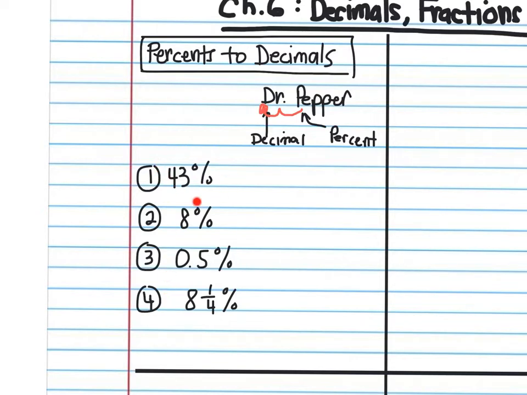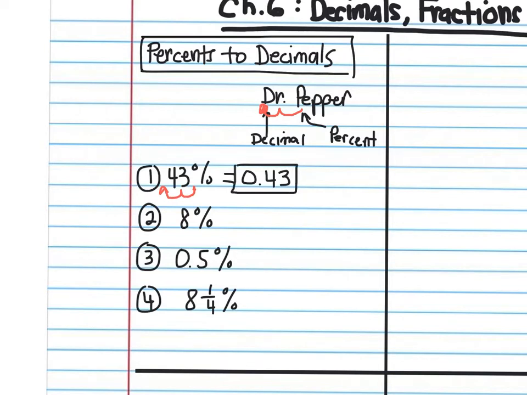So 43% to make it a decimal. We're going to move the decimal point 2 times to the left. On the number 43, the decimal point is at the very end of the number, after the 3. So here we're moving it 2 times to the left, and our answer is going to be 0.43. In case you're wondering why we move it 2 times to the left, that's because we're dividing by 100, and percent means out of 100. So moving the decimal point 2 times to the left is the same as dividing a number by 100.